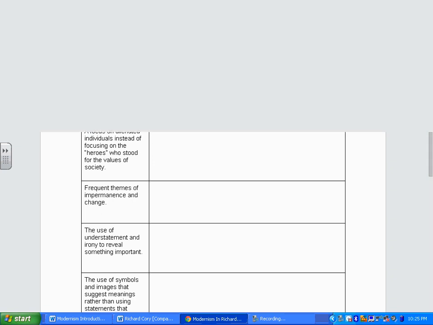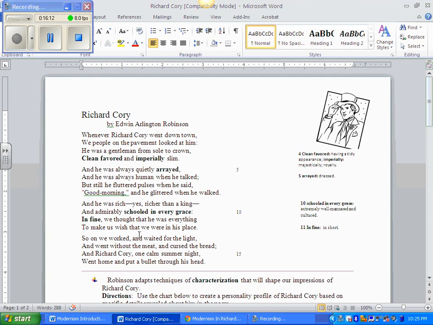If you look back in the poem, it talks about how we people on the pavement looked at him. So you get this sense of separation. It's we and it's him. Okay? And then again, "So we worked and waited for the light and went without the meat and cursed the bread." Richard Cory never had to deal with any of that. So you definitely get the sense that there is a separation, and Richard Cory is nothing like the townspeople, and so you do have these elements of separation. Okay?